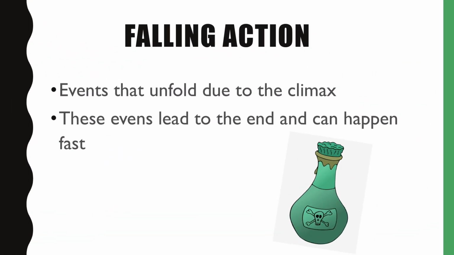Falling action is the events that unfold due to climax. These events happen fast, and they lead to the end of the story. Juliet is informed of her cousin Tybalt's death and Romeo's banishment. No one knows of the secret marriage between her and Romeo. The arranged marriage of hers and Paris is happening quick.